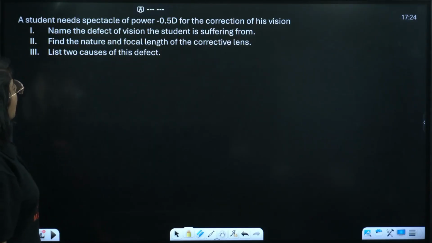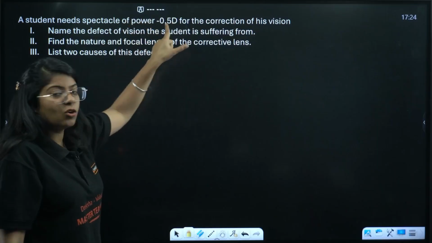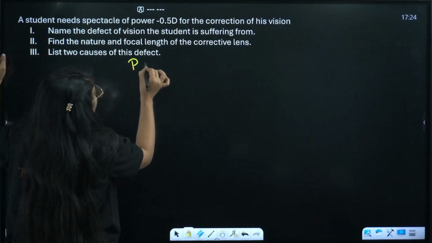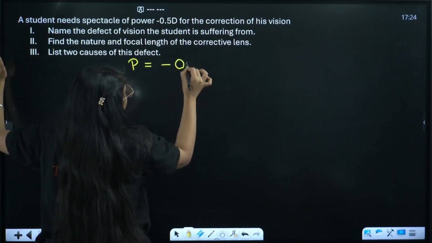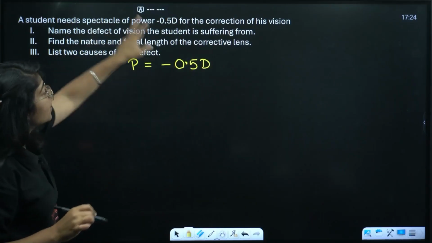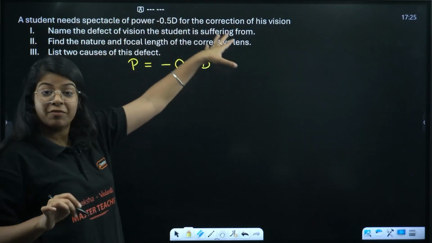We have a student who needs spectacle of power minus 0.5 diopter. As we read, we write. Why? Because we have to see the sign as well. 0.5 diopter. Be very careful. For the correction of his vision, name the defect of the vision the student is suffering from.